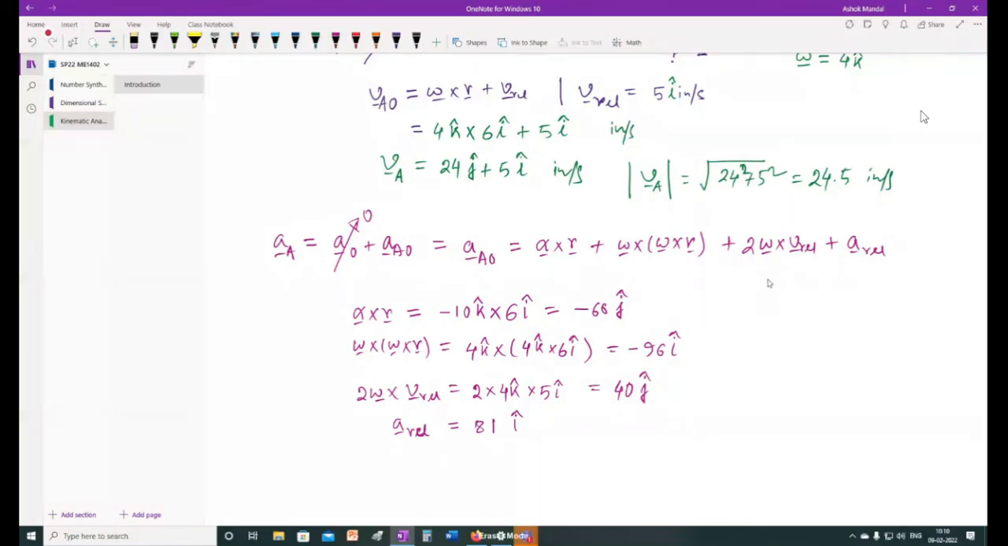Minus 15i minus 20J. So finally, what is the absolute acceleration of point A? Root of 15 square plus 20 square, which is 25. This equals 25 inch per second square.